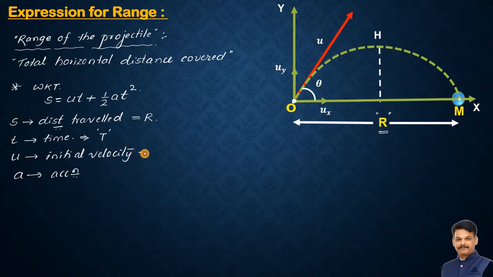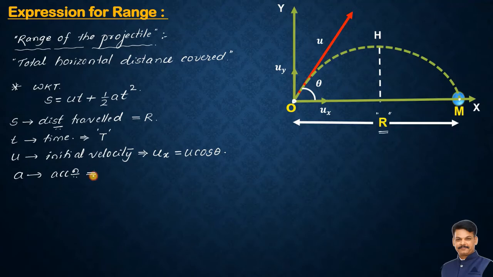And for the initial velocity, here you must be very careful. Why? Because the displacement has occurred along the horizontal line, isn't it? Therefore, the component of the initial velocity that has to be taken is the one along the horizontal axis. And we know that along the horizontal axis the initial velocity component is ux, and its value is u cos theta.